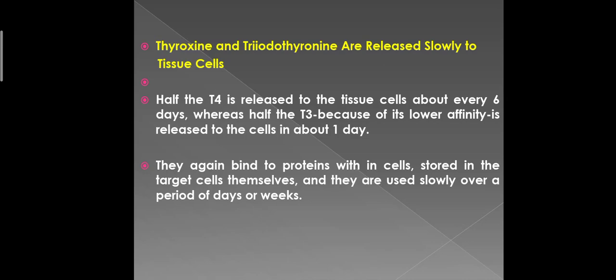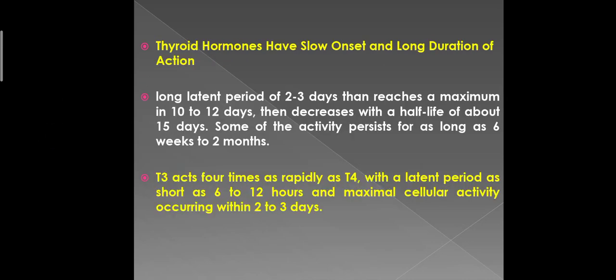So these hormones are stored in the thyroglobulin in the thyroid gland itself. They are also stored in the target tissues of these hormones. These hormones have slow onset of action and long duration of action.